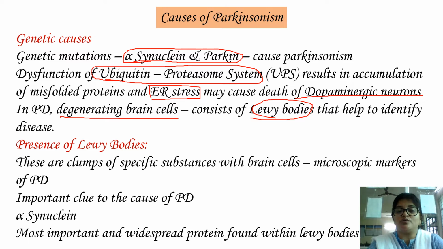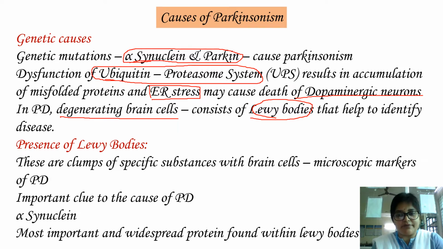Not only those two proteins, but if there is any dysfunction of the ubiquitin proteasome system, this dysfunction leads to misfolding of the proteins as well as endoplasmic reticulum stress. Because of these two conditions, there is death of the dopaminergic neurons, and whenever these brain cells have degenerated, especially in the substantia nigra, they produce substances called Lewy bodies. The presence of these Lewy bodies helps in identification of the disease.